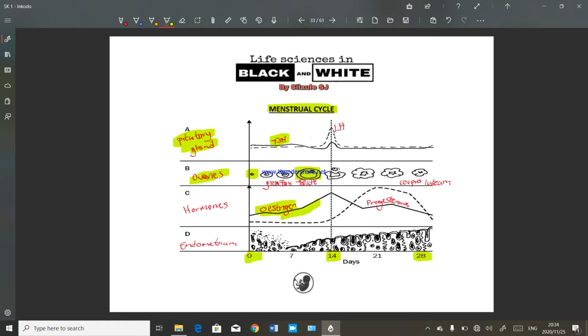Then estrogen will start to prepare the endometrium. As you can see, from day 0 to 7 it was menstruation. As you can see, the endometrium was breaking down. So as the level of estrogen increases, the endometrium starts to fill up with blood.